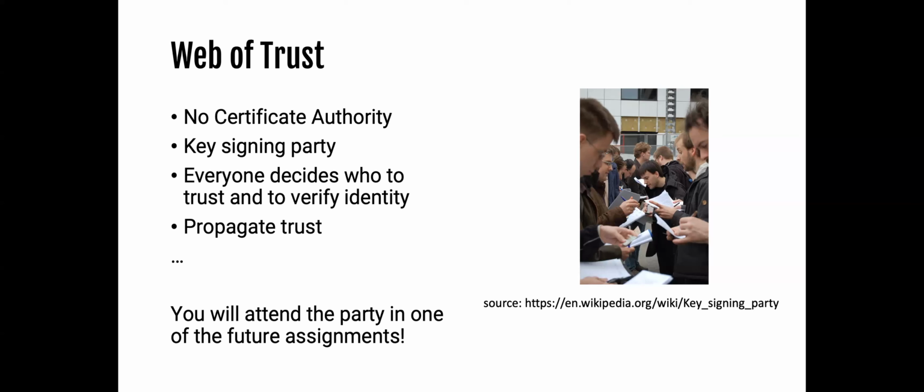So everyone gets a chance to decide who to trust, and whether or not to verify a specific public key. If you trust the person, and you want to verify the identity of this person, you can sign this public key. Also, those trusts can be propagated. You can pass the trust to other people, and if someone trusts you, they can also trust the person that you trust. And this is very interesting.